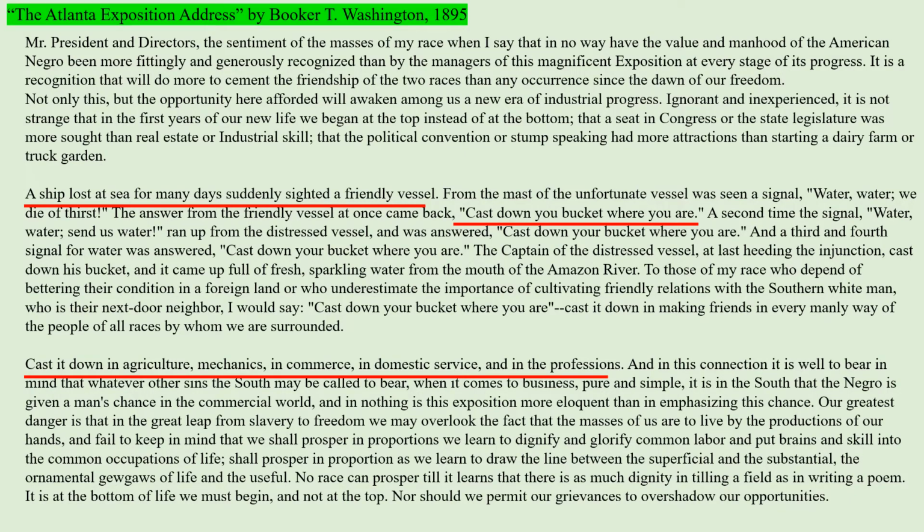Here he writes, cast down your bucket where you are. He's concerned with being a mechanic, being a domestic servant, and for people like Du Bois, they just felt that wasn't enough, that they shouldn't be primarily working class laborers.